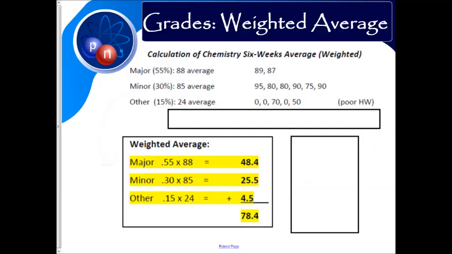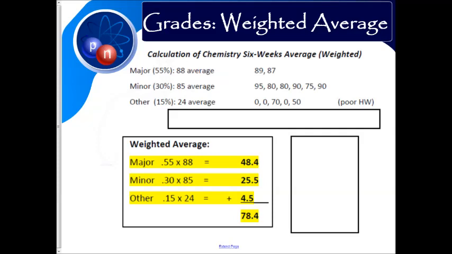Okay, a good example of how weighted averages work would be your grades in this class. Now, major grades are worth 55%, minor grades are worth 30%, and other grades are worth 15%. So if you had an 88 average on your tests, you have two tests and we average them. You have an 85 average on your quizzes. You do pretty good on your quizzes and labs. But you have a 24 average on your homework because you don't like to do it. We're going to calculate out what that is.